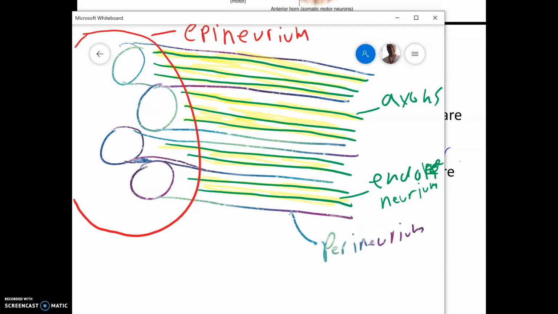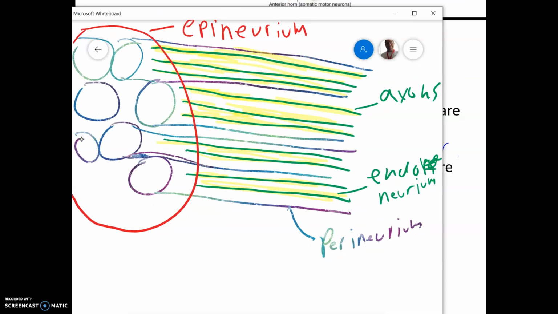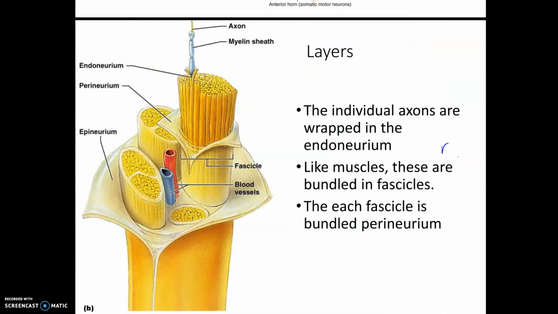So we have the whole thing wrapped in epineurium. There's all these fascicles in here. The fascicles all have nerves in them. So it's like an electrical wire. So here's our axon. It's wrapped in myelin.